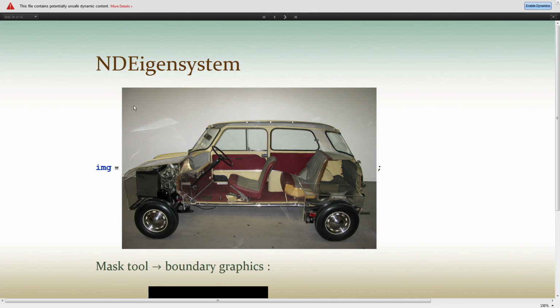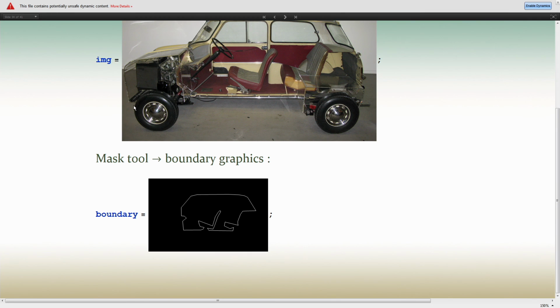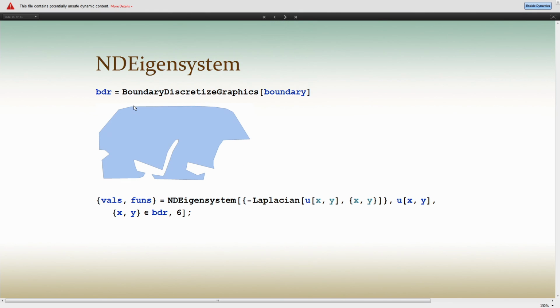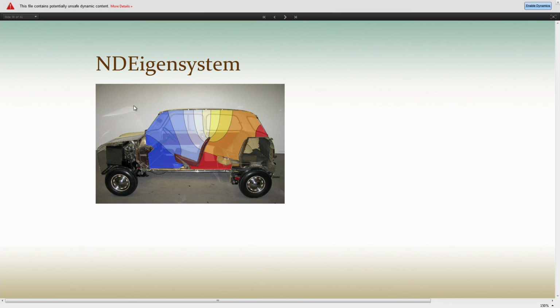This is a picture from Wikipedia, where someone took a mini car and cut it in half, so you can look inside. I used the image processing masking tool to cut out, or make a polygon of, the boundary inside this mini car. I used BoundaryDiscretizeGraphics to discretize that boundary, and I fed that into NDEigensystem to find the acoustic modes in that mini car, and I wanted to compute 6 of those. And this is a superposition of the first eigenfunction in that mini car. That gives you the acoustic pressure in the car for the first eigenfunction.